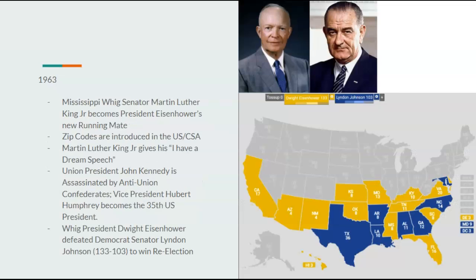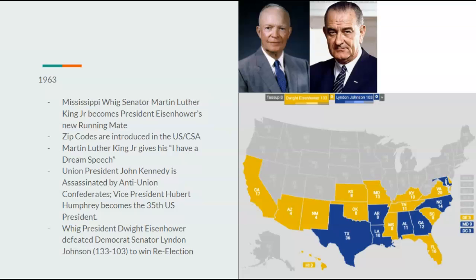The 1963 election year, and we got some things. Mississippi Whig Senator Martin Luther King Jr. becomes President Eisenhower's new running mate. Popularity has risen amongst the people for Senator King, and he wants him in his administration one way or another. And zip codes are introduced in both the Union and Confederacy. Martin Luther King Jr. gives his I Have a Dream speech, where he talks about having a dream where everyone is equal. Kind of a bit different from Booker T. Washington's speech, but same premise.